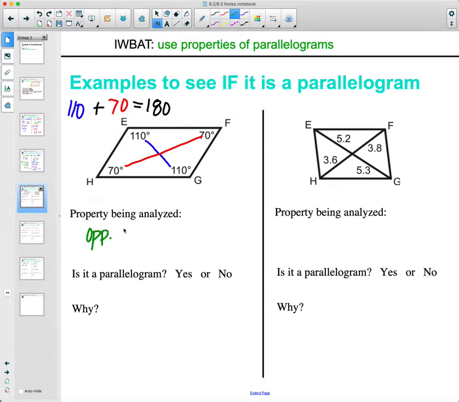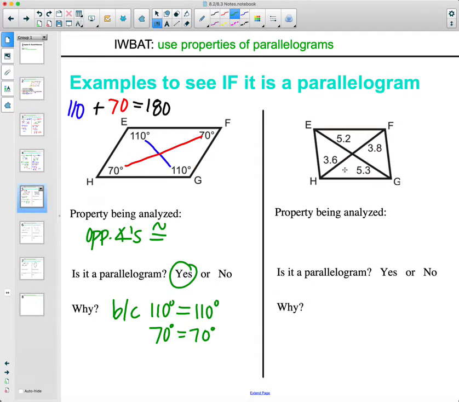I would say opposite angles are congruent. So this makes it a parallelogram, okay? Because 110 equals 110, right? And 70 equals 70, so we had that. It needs to be both pairs, so you can't just have one, it has to be both.